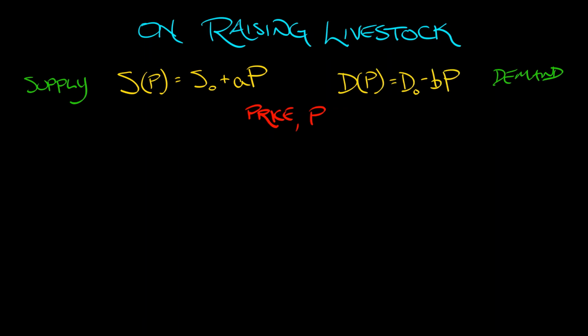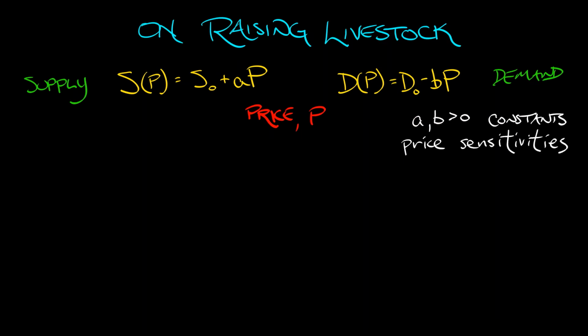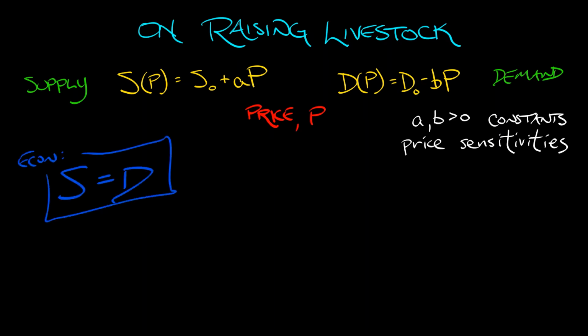Here, these constants A and B are something like price sensitivities. They are going to be positive constants. Why positive constants? Well, the higher the prices, the more the suppliers want to raise them because they're going to get more money. And the higher the prices, the less that people are willing to buy. Hence the positive and negative slopes here. Now, you've had some basic economics. Maybe you know what comes next, right? Supply equals demand.